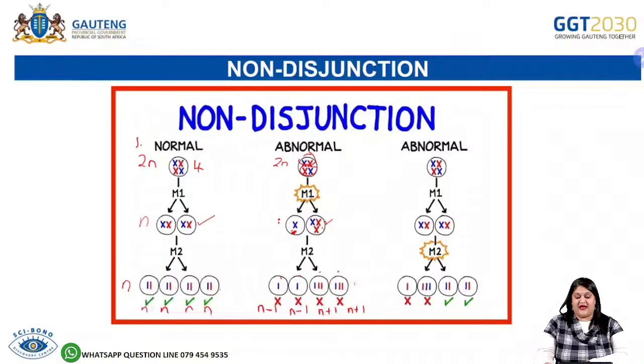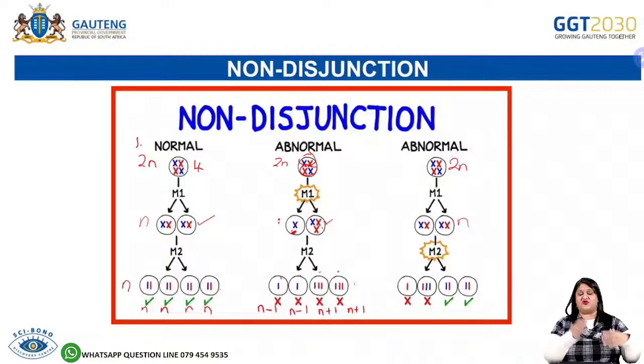Now we move on to the other abnormal one. This is when we have non-disjunction that is occurring in anaphase 2. So here, once again, we start with our 4 chromosomes, and then during meiosis 1, they're going to separate, and we're going to get 2 chromosomes. So here we have n, and here we have n. Everything is perfect. Now we come to meiosis 2.